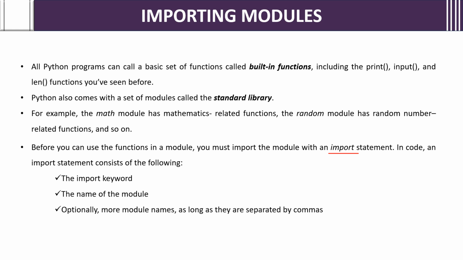In code, an import statement consists of the following: the import keyword, the name of the module, and optionally more module names as long as they are separated by commas. You can even add a comma and write many more module names side by side. Import is the keyword you should write, then the module name you want to import, and any of the module names you can continuously write by separating with commas.